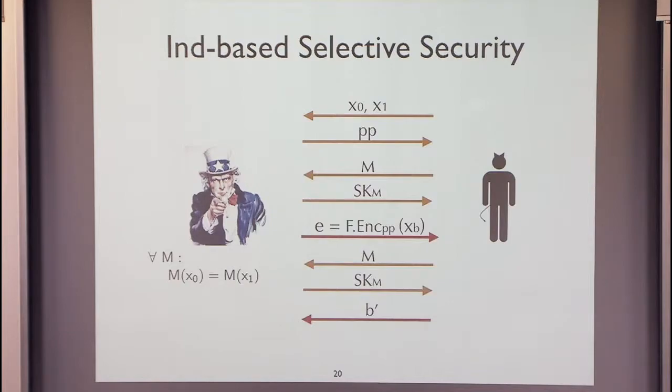Okay, sorry. This is the definition of indistinguishability-based functional encryption for Turing machines, with selective security. So can you explain in your diagram where the selective part is? The bits that will be encrypted have been announced in the beginning, even before you see the public parameters.